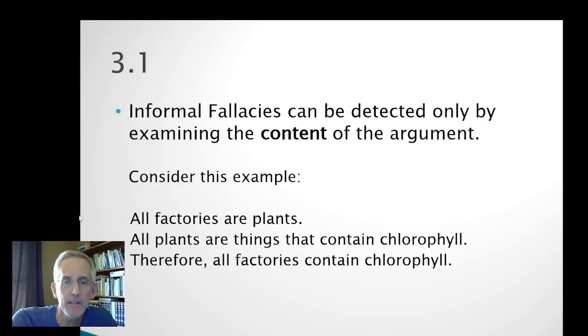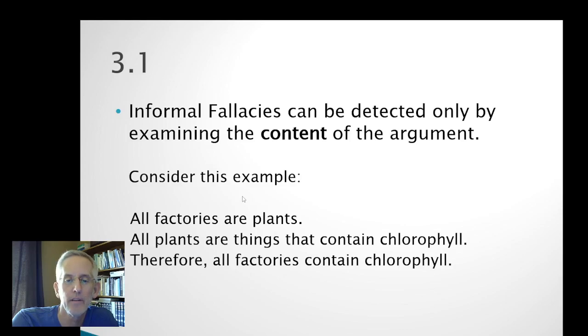Now, informal fallacies can be detected only by examining the content of the argument. And when I say content, that means understanding the meanings of the terms in the arguments and how the terms relate to one another in the argument. So here's an example. All factories are plants. All plants are things that contain chlorophyll. Therefore, all factories contain chlorophyll. If we looked at this argument just from a structural viewpoint, it would look like all A's are B's, all B's are C's, therefore all A's are C's.